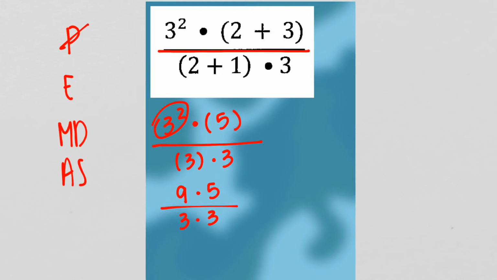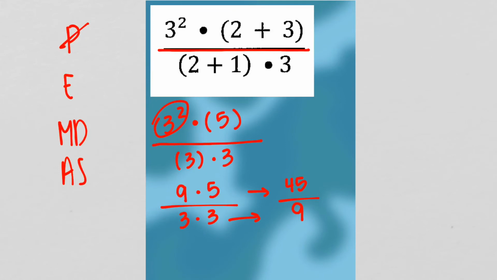I'm going to do my multiplication on top first. So I have 9 times 5, which is 45, divided by 3 times 3 gives me 9 on the bottom. And my last step is to do the division. 45 divided by 9 gives me 5 as my final answer.